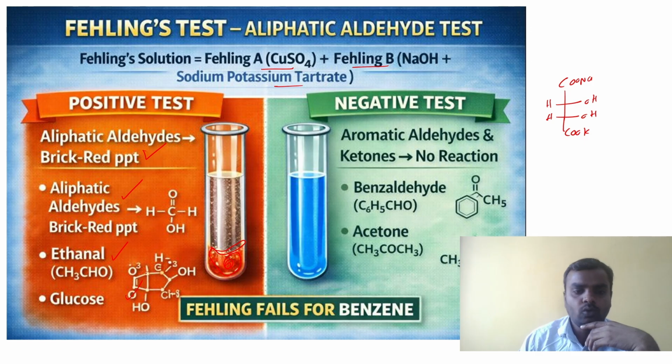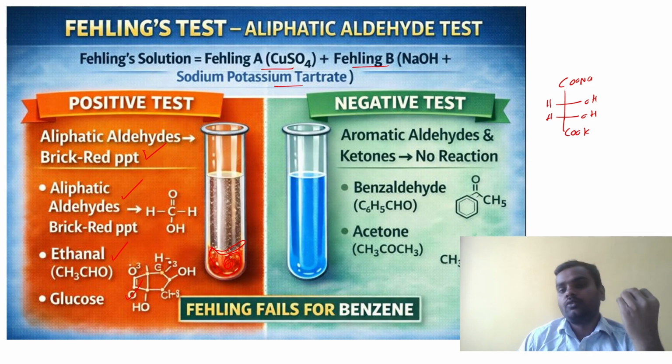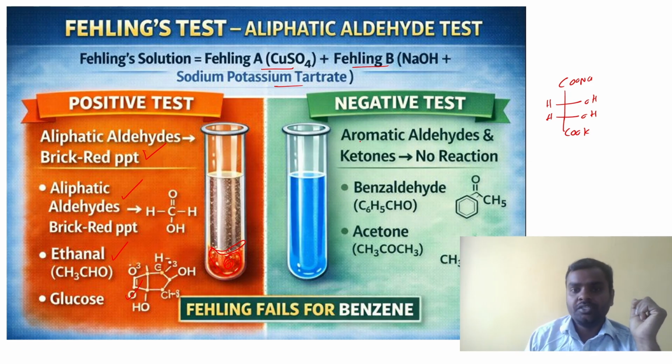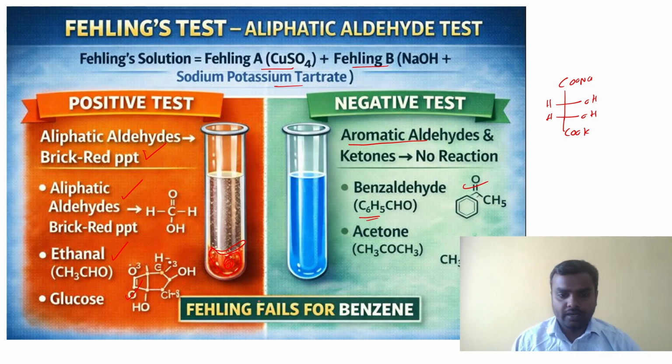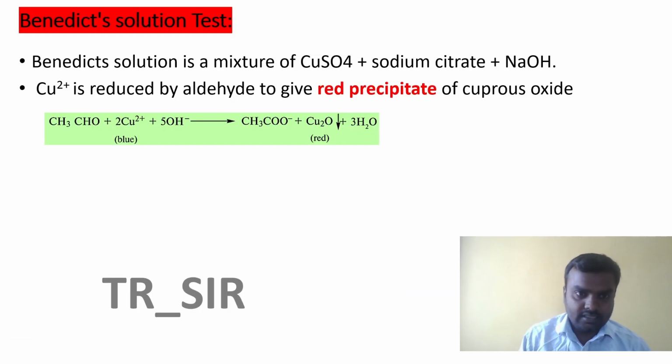Ethanal will give. Glucose will also give a positive test in this condition, because glucose has an aldehyde group. Which will not give the test? Aromatic aldehydes, like benzaldehyde, will not give the test for this one. Ketones will not give the reaction. Right? So Fehling's fails for benzene. That is a short trick to remember. Fehling's fails for benzene. Next we'll see the Benedict's test.